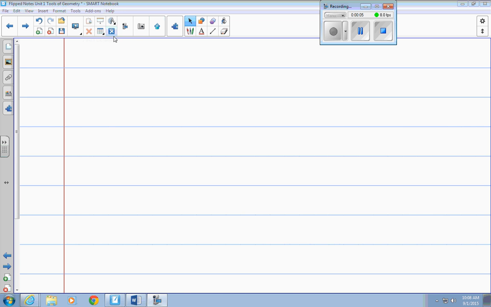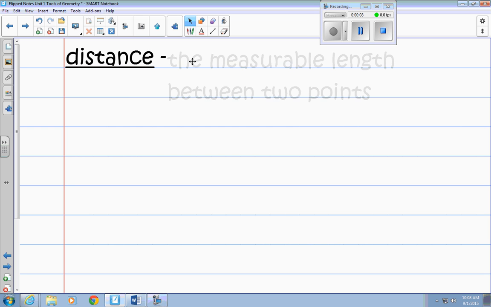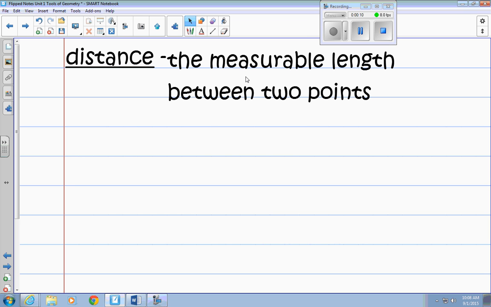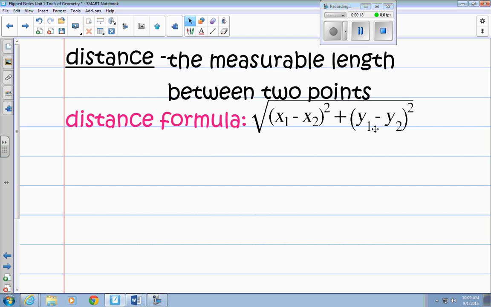Tonight we're going to be talking about distance and midpoint. The distance is the measurable length between 2 points on a coordinate plane. We have a formula for calculating it, and it looks kind of scary and nasty, but really all it's saying is when we take our first point, x1 and y1, and our second point, x2 and y2, if we subtract and square the x coordinates, subtract and square the y coordinates, add them together, and then take the square root, that's the equivalent of finding the distance between those 2 points.